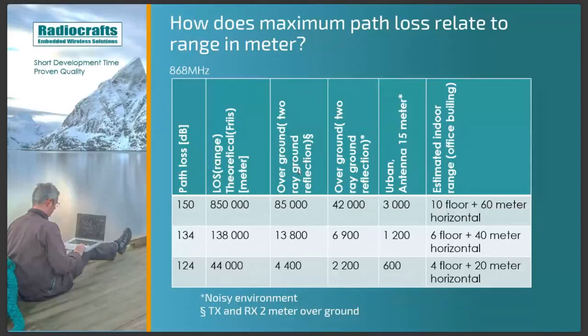Indoor is definitely the most challenging part to estimate, because what is the floor made of? How does the environment look? Again, these are more rule-of-thumb numbers based on actual measurements we have done in our building. So it's not really something which can be applied universally.